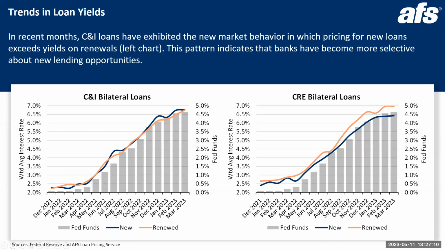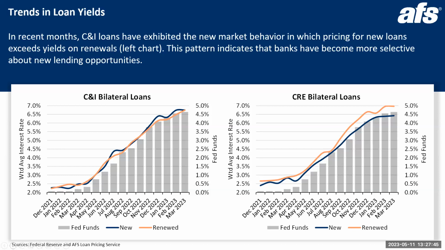Let's start by looking at new and renewed interest rates over the last couple of years. In these charts, we're going to show Fed funds rate depicted by the gray bars, along with the average interest rates for new and renewed loans depicted by the blue and orange lines respectively. The C&I trend shown in the left-hand chart shows that for the last several months, new loan pricing exceeds renewed loan pricing. And with credit standards tightening, pricing also increased. And banks are becoming more selective about new relationships.